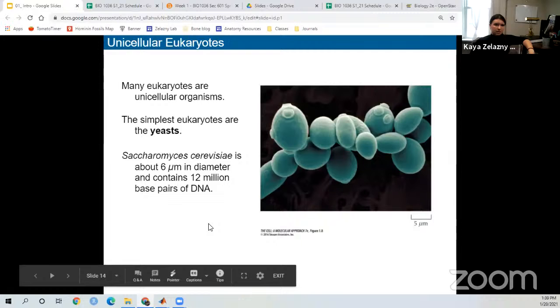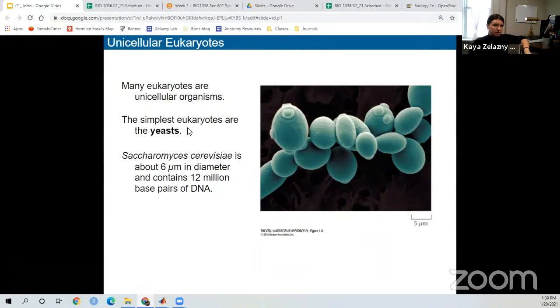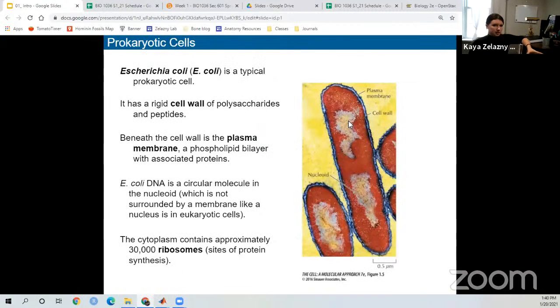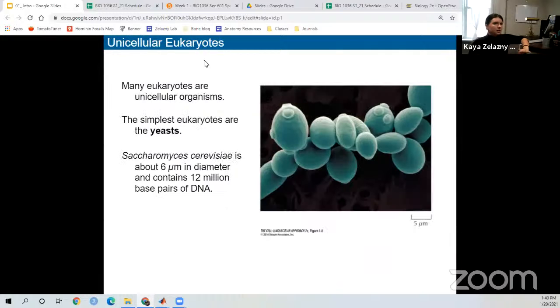Okay. So then we get to our eukaryotes. Many eukaryotes are unicellular organisms, so that's not a difference between prokaryotes and eukaryotes. You could have a single cellular organism that's a prokaryote, and you can have a single cellular organism that's a eukaryote.